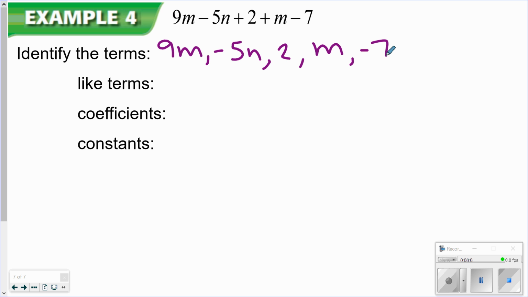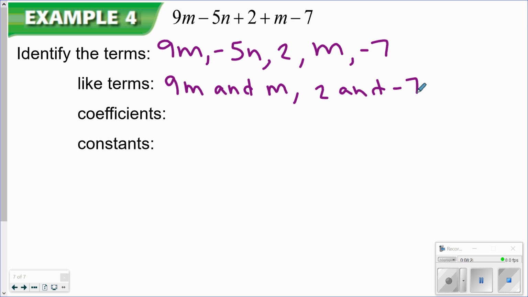All right, so looking at these different terms, like terms. Like terms are things that look the same. So for example, 9m and m, those are like terms. They both have the variable m. And we also have 2 and negative 7. Those are constant terms.